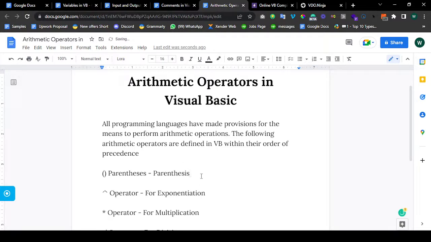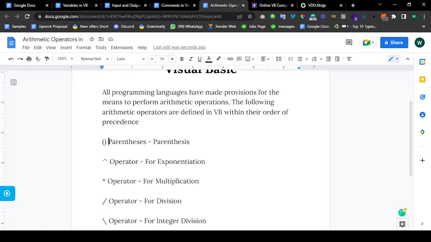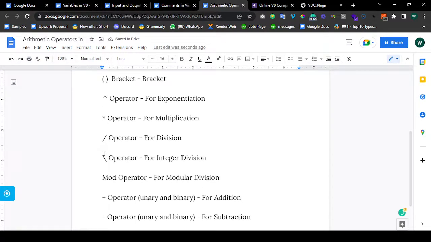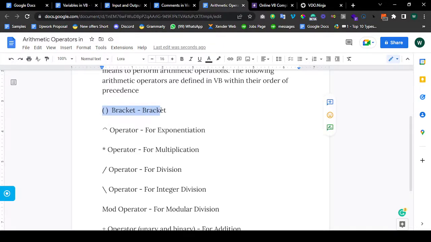I hope this is correct. Parenthesis. Let me just say brackets. Brackets. So now, these are the arithmetic operators that we have in VB, the ones that are defined. The parenthesis is for giving some sort of priority to a particular operation if you have multiple operators.